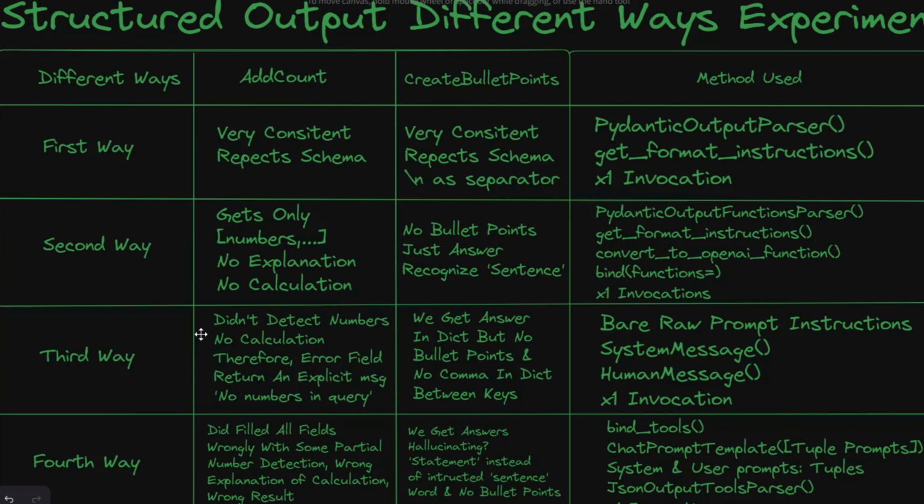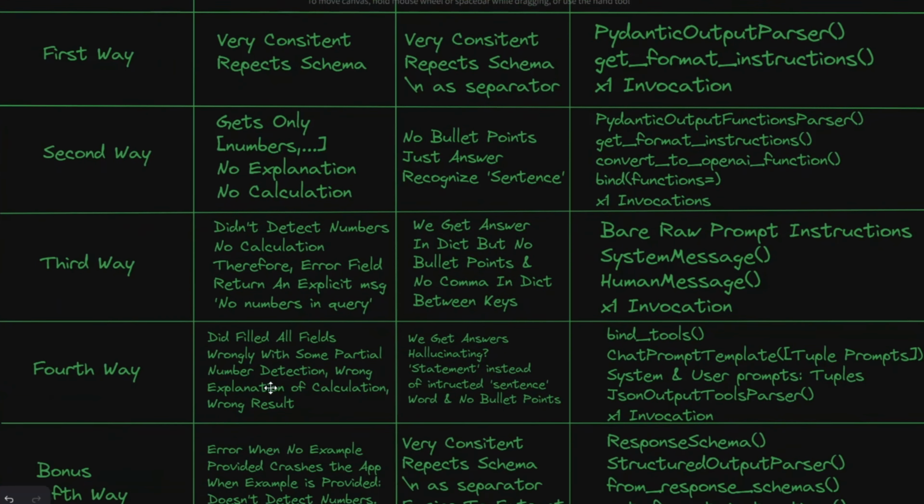So, different methods. The third way didn't detect the numbers, no calculation, therefore the error field returned an explicit message: no number in query. So it didn't detect any number. For the bullet points, we get an answer in a dict, but it's not a real dict, there are no bullet points, because there's a missing comma. So this is just a bare prompt, system message, human message. So the third way was that.